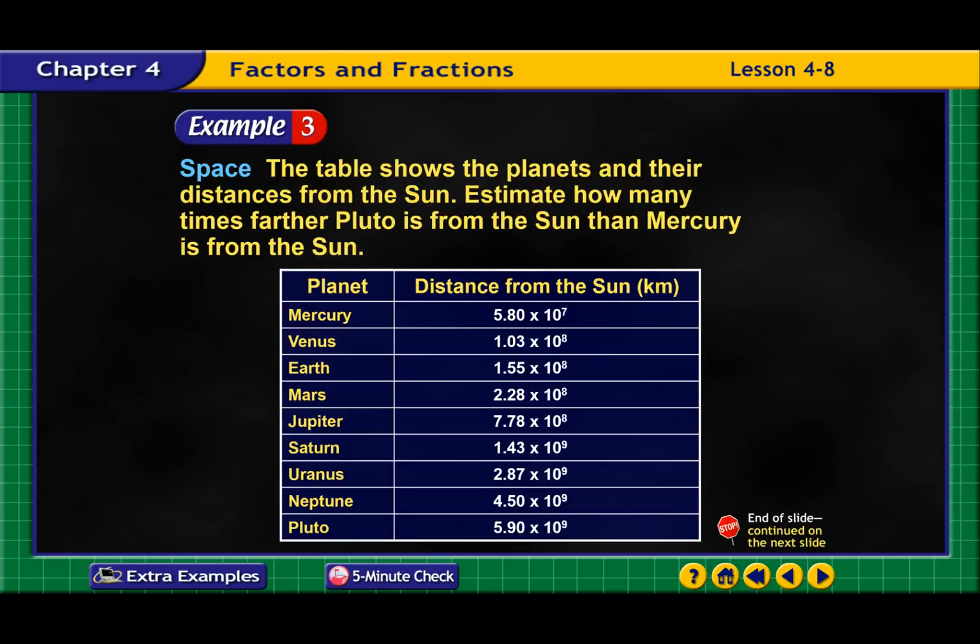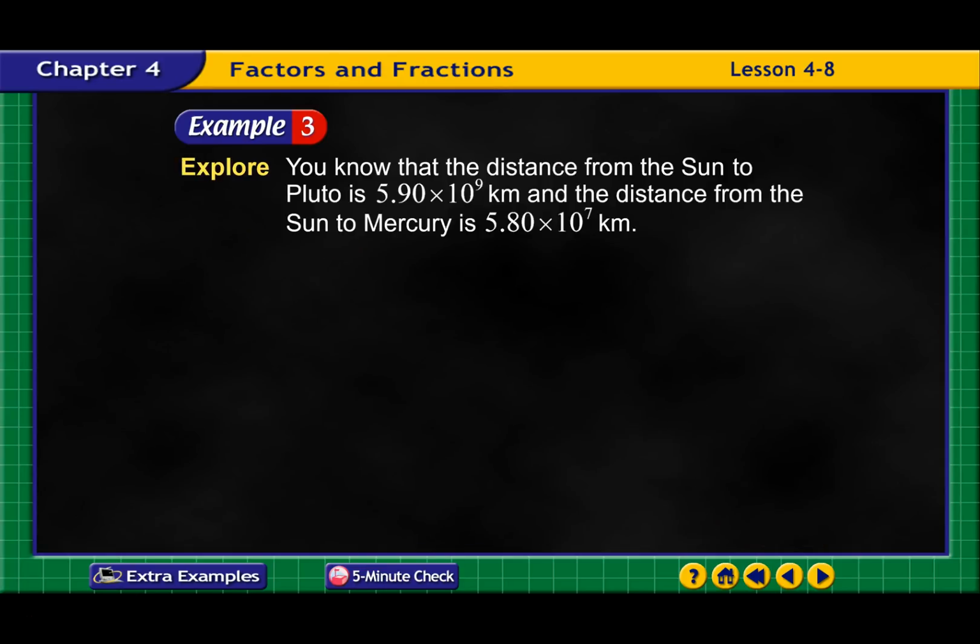All right, this table shows planets and their distance from the sun. Estimate how many times farther Pluto is from the sun than Mercury is from the sun. So we're looking at that one and that one. So one's times 10 to the 7th, one's times 10 to the 9th. So you can see the distance from Pluto is 5.9 times 10 to the 9th kilometers, and the distance of the sun to Mercury is 5.8 times 10 to the 7th. The 7th and 9th, these numbers are actually pretty close together.